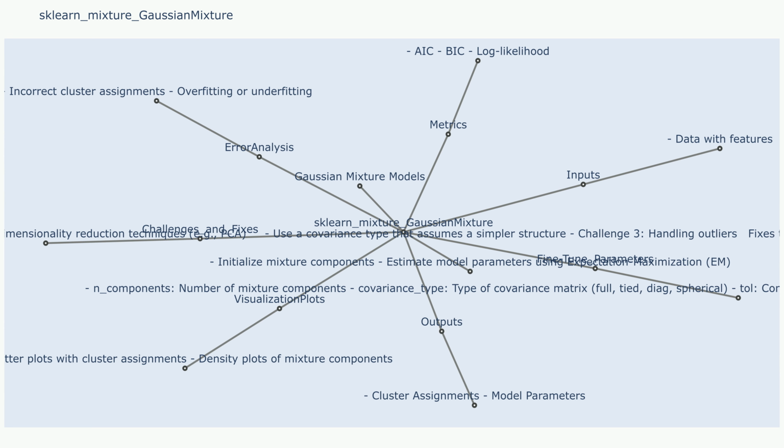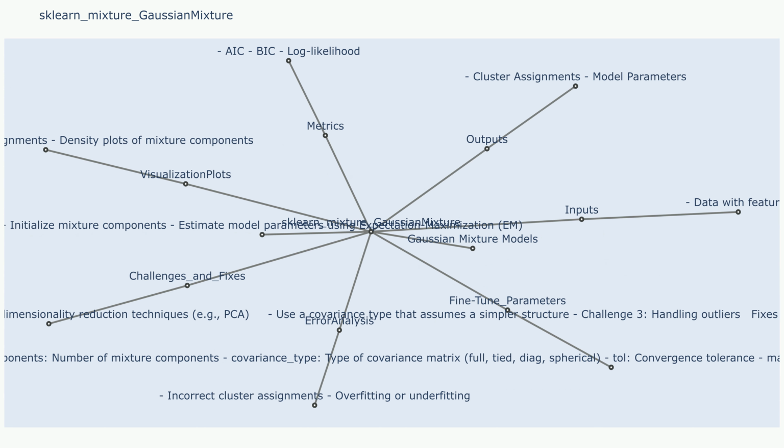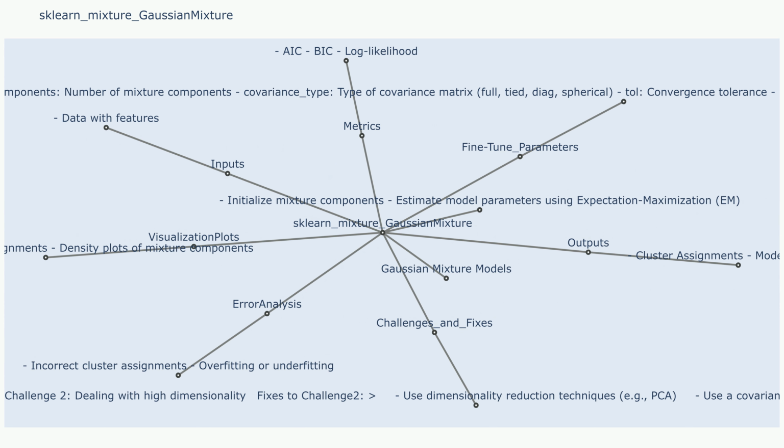Fine-tune parameters. n_components: the number of Gaussian components in the mixture model. covariance_type: the type of covariance matrix to use for each Gaussian component. Can be full, tied, diag, or spherical. tol: the tolerance for the stopping criterion of the EM algorithm. max_iter: the maximum number of iterations for the EM algorithm. random_state: the random seed for initializing the model.